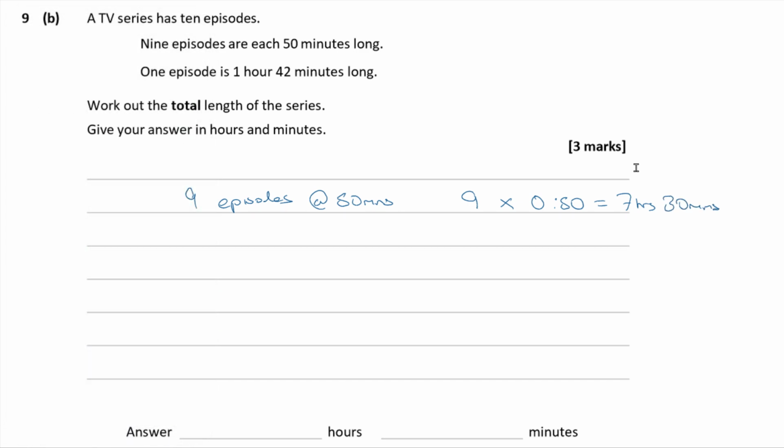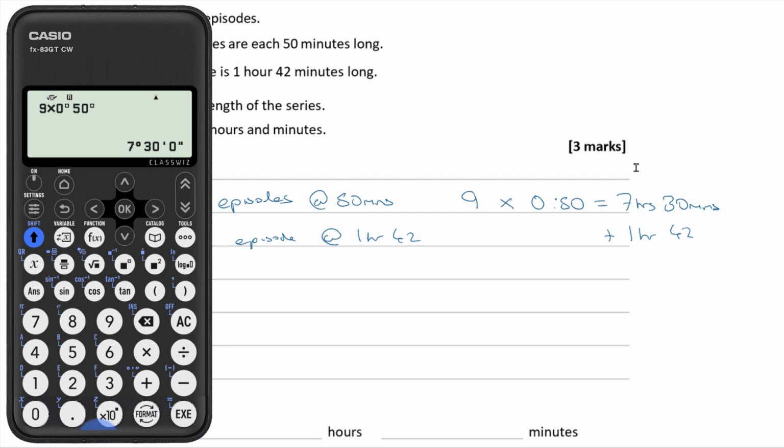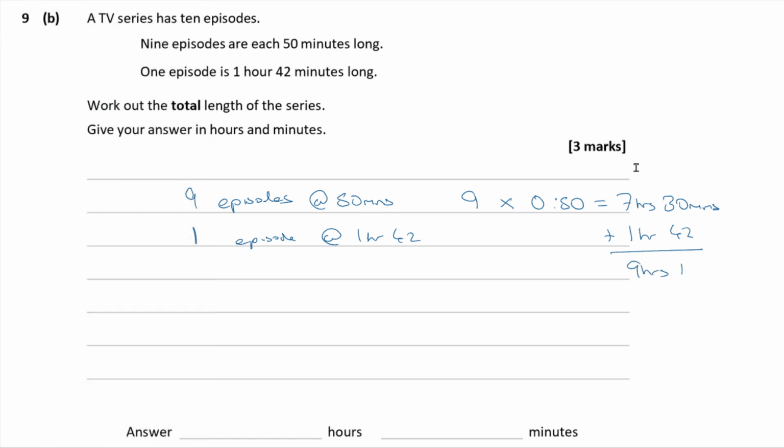Okay, and then I've got one episode at 1 hour 42. So I'm going to add that on then. So adding on 1 hour 42 onto this. So again, I'm just going to use the time key. I'm not going to bother working out myself. So I'm just going to press plus, and then I'm going to say 1, and then the time key, and then 42, and then the time key. So that's our previous answer of 7 hours 30 minutes plus 1 hour 42, and that comes out to 9 hours and 12 minutes. 9 hours and 12 mins.